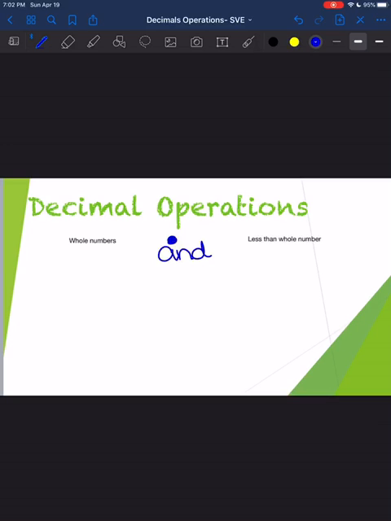So in fifth grade so far, we have learned that we can split our numbers into two groups. One group being whole numbers and the other group being numbers that are less than a whole. And we divide these two groups of numbers with the use of the decimal point. And we know these numbers are divided when we use the word "and."